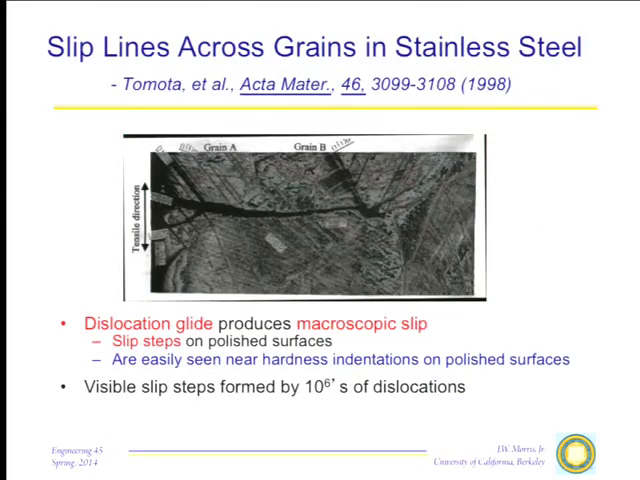And that's what you saw in this picture right here. This happens to be stainless steel, which is FCC, austenitic steel, tensile direction, well-defined planes over which slip has occurred to cause the overall deformation.